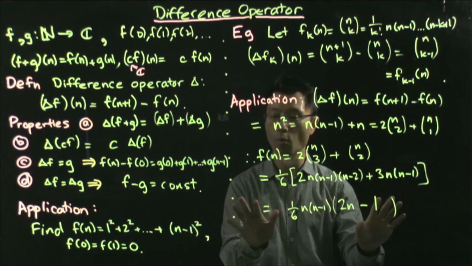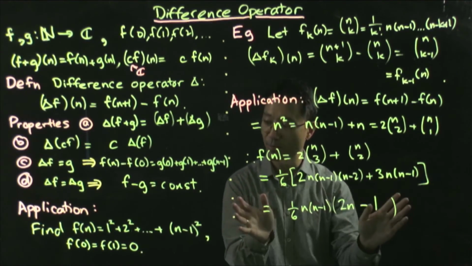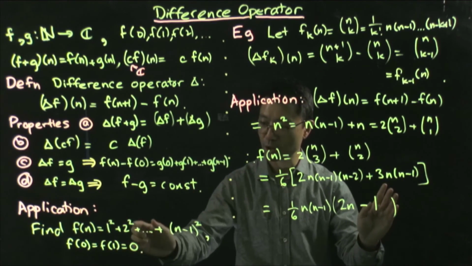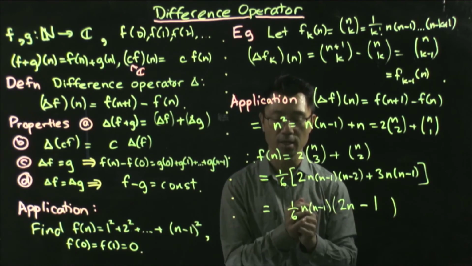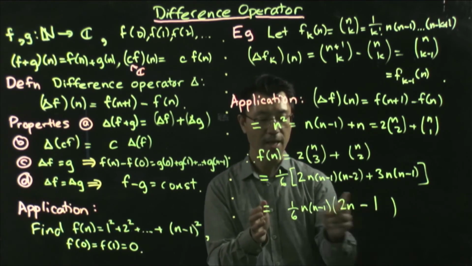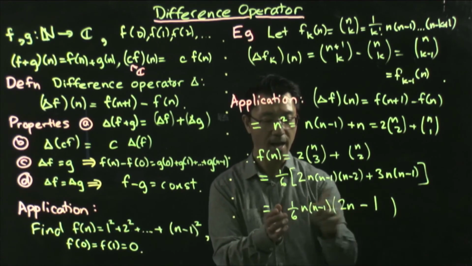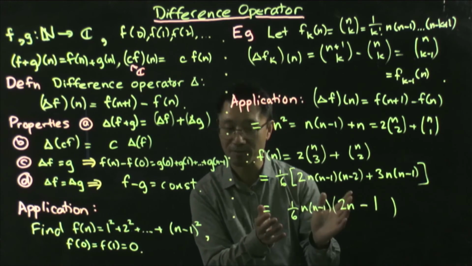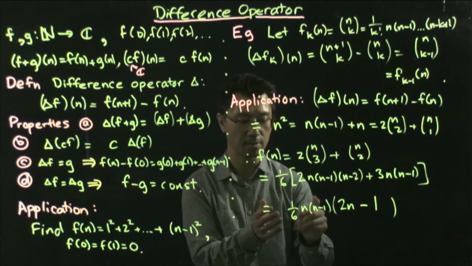So it's a beautiful way to get this result. Maybe you've seen this before. If you want to sum the squares, 1 squared, 2 squared, all the way up to n minus 1 squared, your answer is going to be a function of n, of course, and here you can see it's a cubic function of n: one sixth times n times n minus 1 times 2n minus 1.